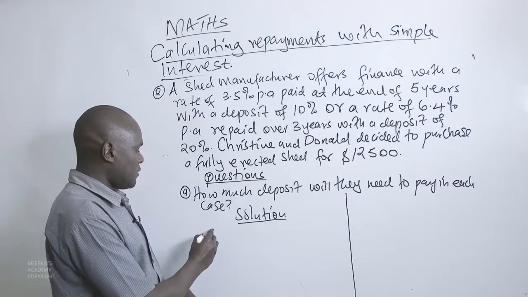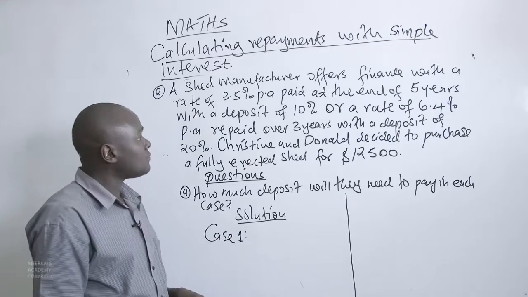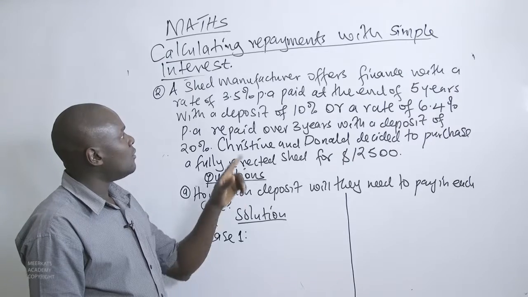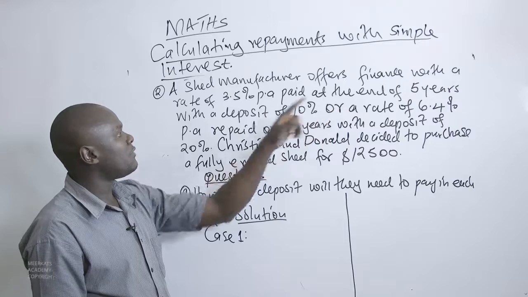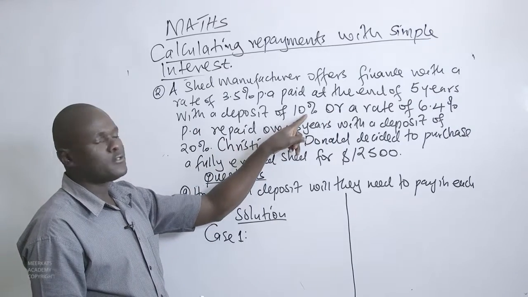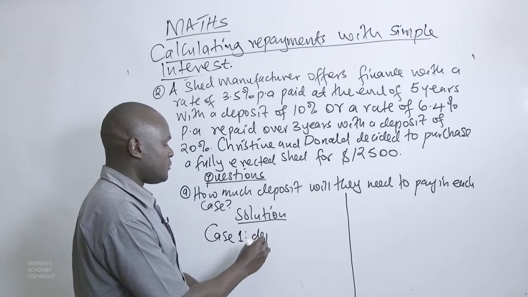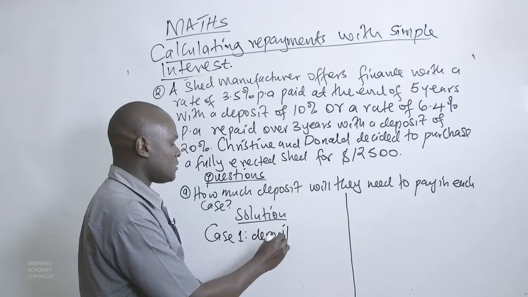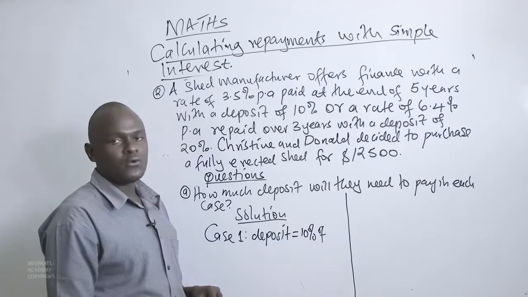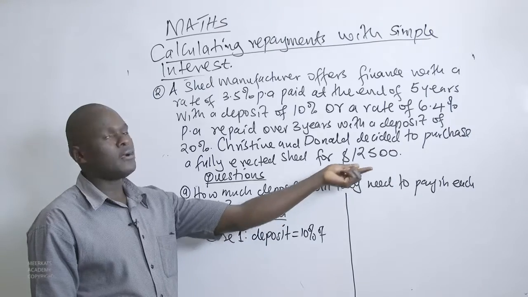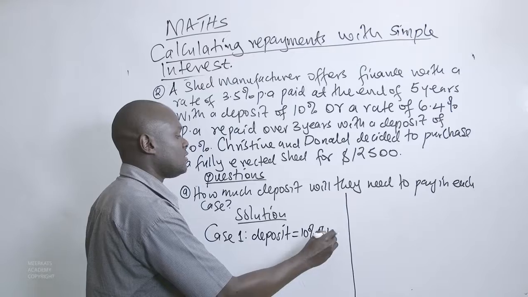So we have case 1. We have 3.5% per annum paid at the end of 5 years with a deposit of 10%. So the deposit in this first case is 10%. 10% of what? 10% of the selling price of the shed. 10% of 12,500.